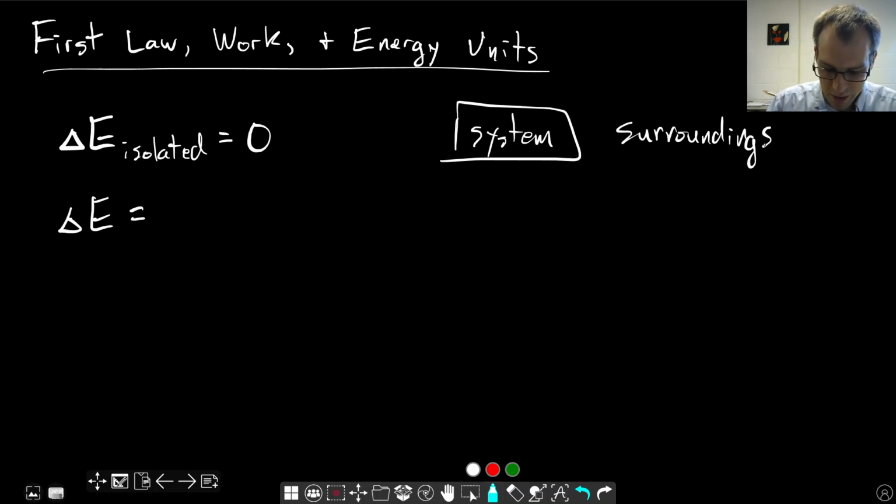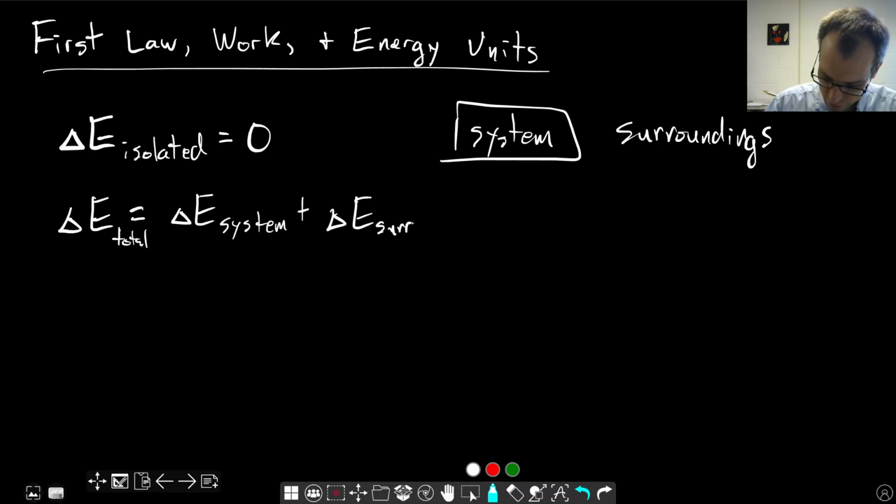So we could say that any change in energy for the total of the system plus surroundings would be equal to delta E for our system plus delta E for the surroundings, which will equal 0. Again, this is just another way of stating the law of the conservation of energy, that energy cannot be created or destroyed.